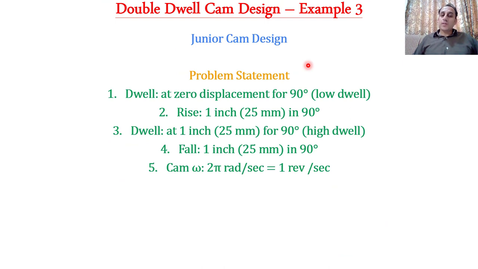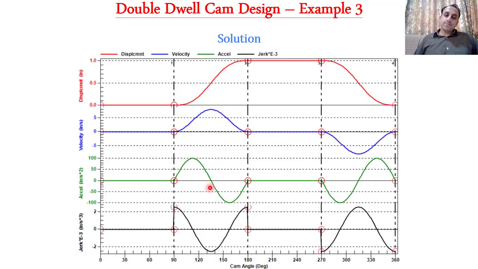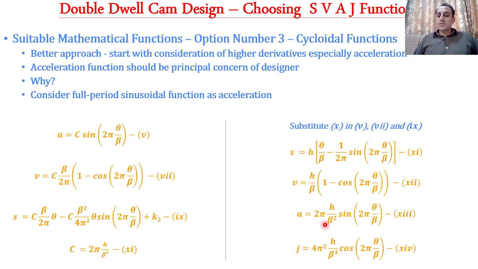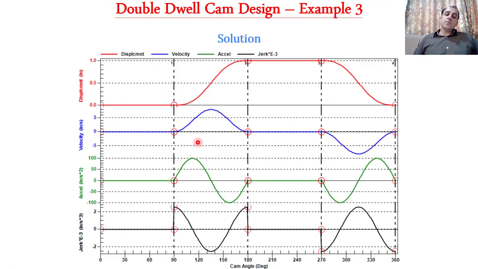We need a low dwell, we need a rise of 1 inch, we need a high dwell, and then we need a fall from 1 inch to 0, and the angular velocity of the cam shaft or the cam is 1 revolution per second or 2 pi radians per second. So this is the SVAJ diagram which we are getting when we use these SVAJ functions. So now we will analyze this SVAJ diagram.